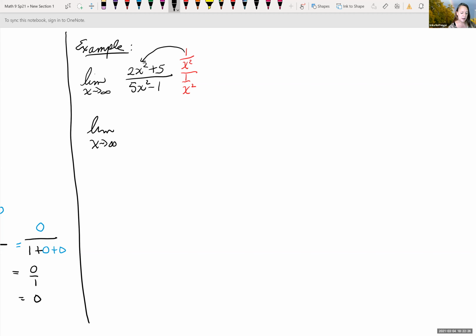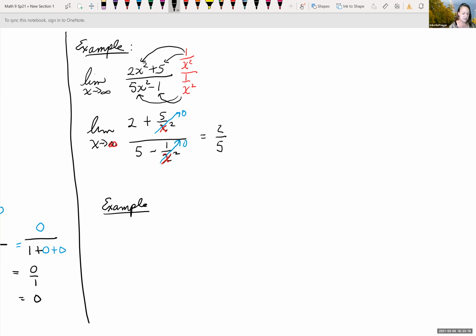1 over x squared times 2x squared is just 2, plus 5 times 1 over x squared is 5 over x squared, divided by, 1 over x squared times 5x squared, the x squared's cancel, just leaving you with 5. And then 1 over x squared times -1 is minus 1 over x squared. And so now if we plug in infinity wherever we see an x, a number over infinity goes to 0, and so we're left with 2 over 5.